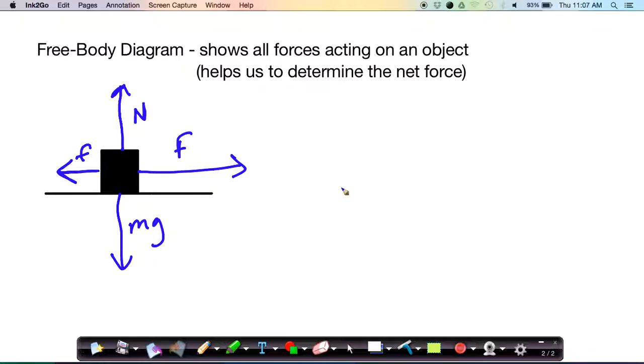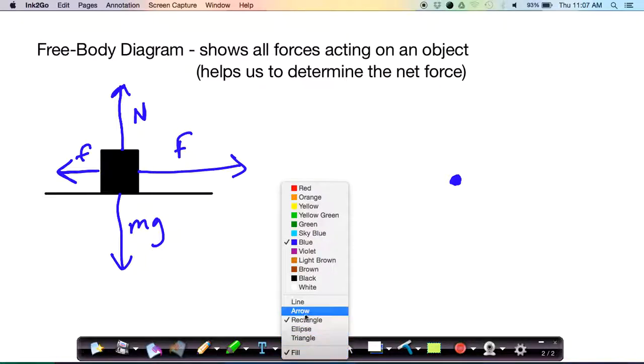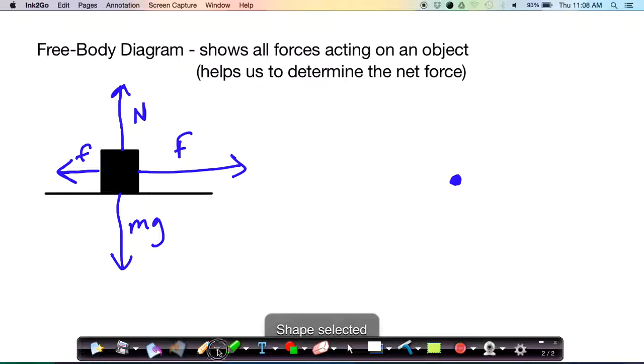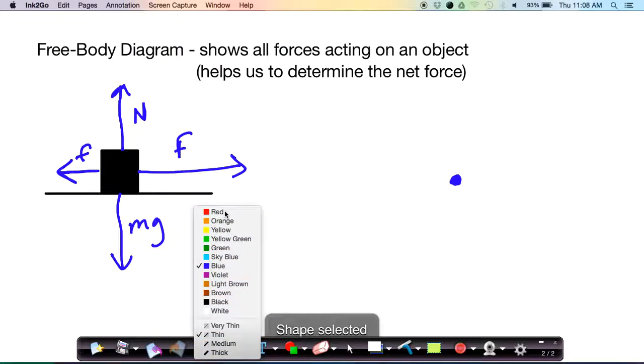So in a free body diagram, we consider these forces and we replace the object with just a dot. We like to have just a dot to represent the object in our free body diagram, so it's easier to visualize how the forces interact with one another. And let's make these straight lines when we draw our forces on our free body diagram.